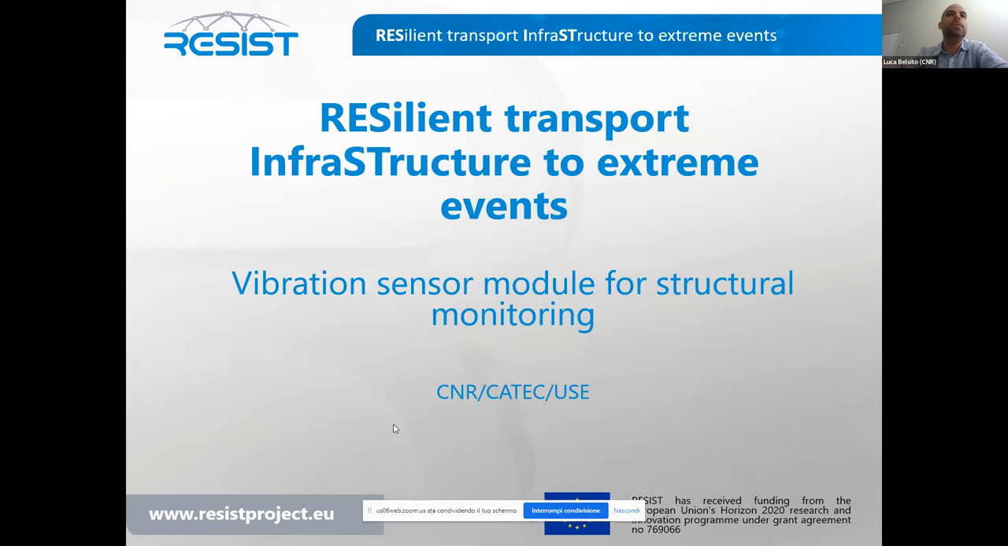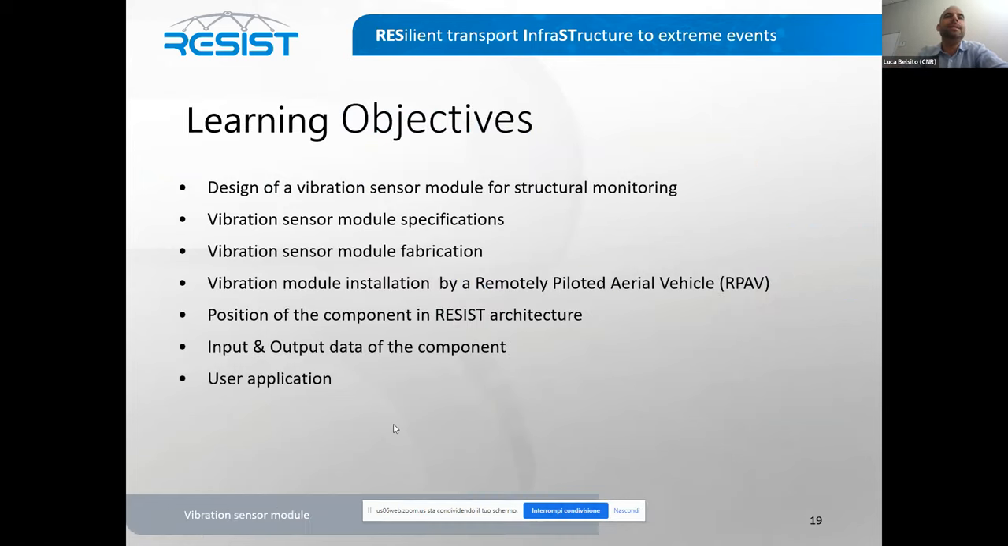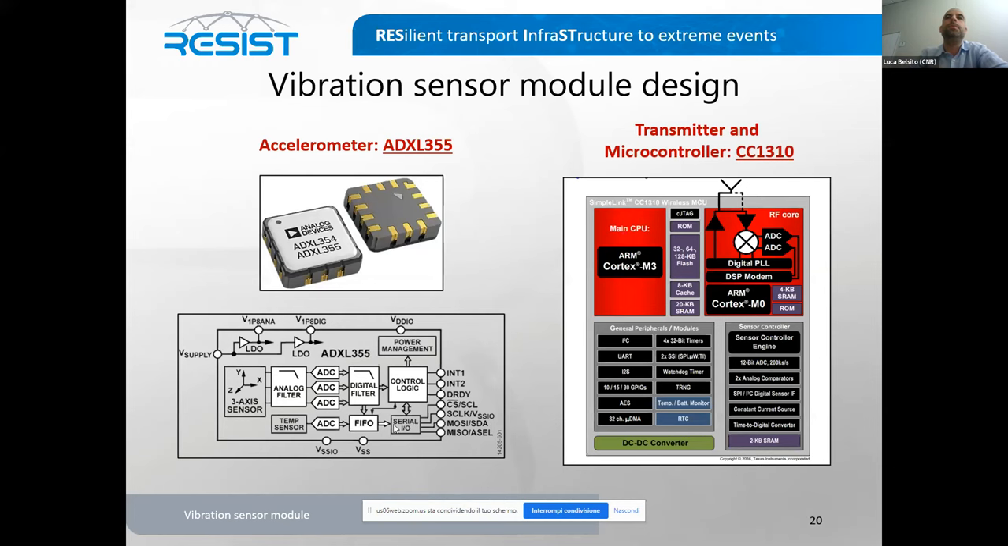This is the vibration sensor module. In the project, there was the necessity to design a vibration module that was really light, with low power, to communicate with the ground control station. This vibration module is glued on the structure by the inspector. After a short introduction of the performance of the vibration sensors and the integration, we will see in detail the integration and the user application with the input and the output.